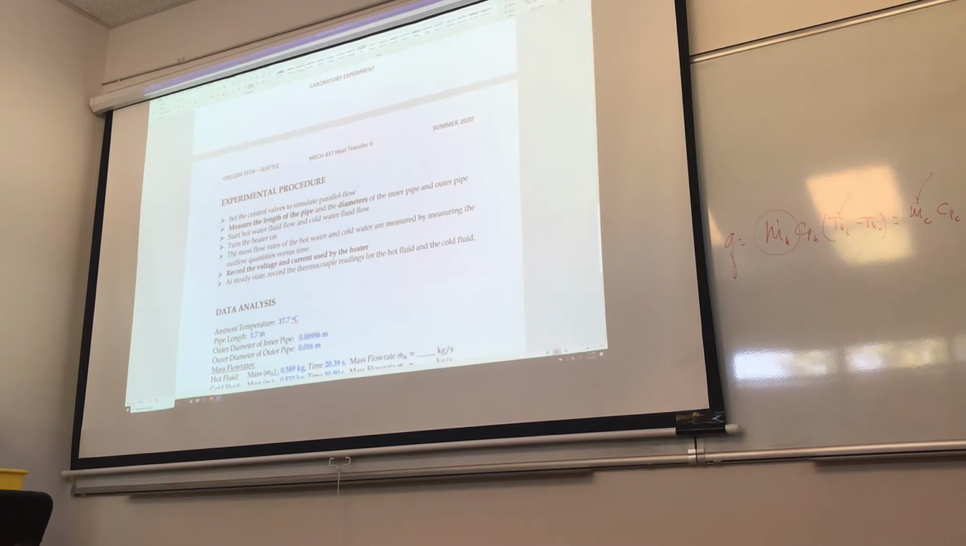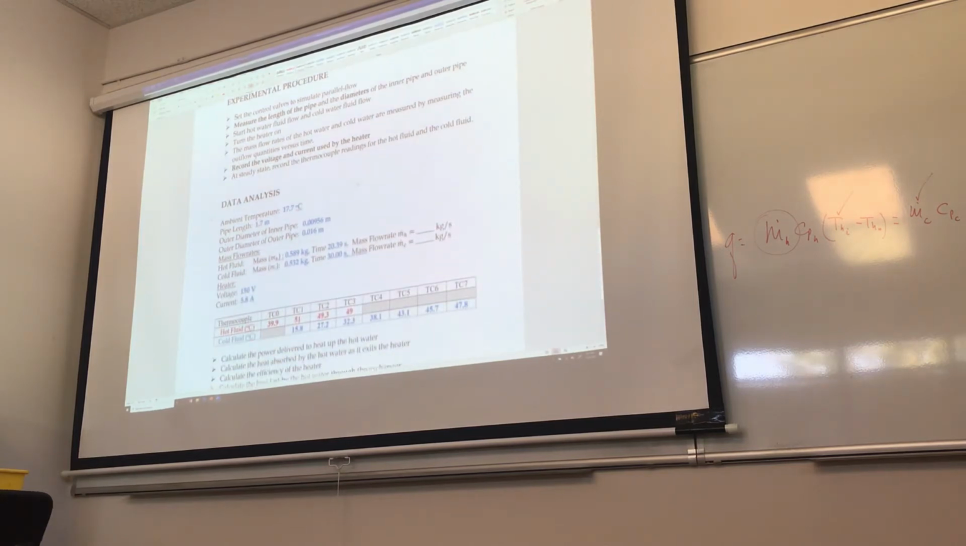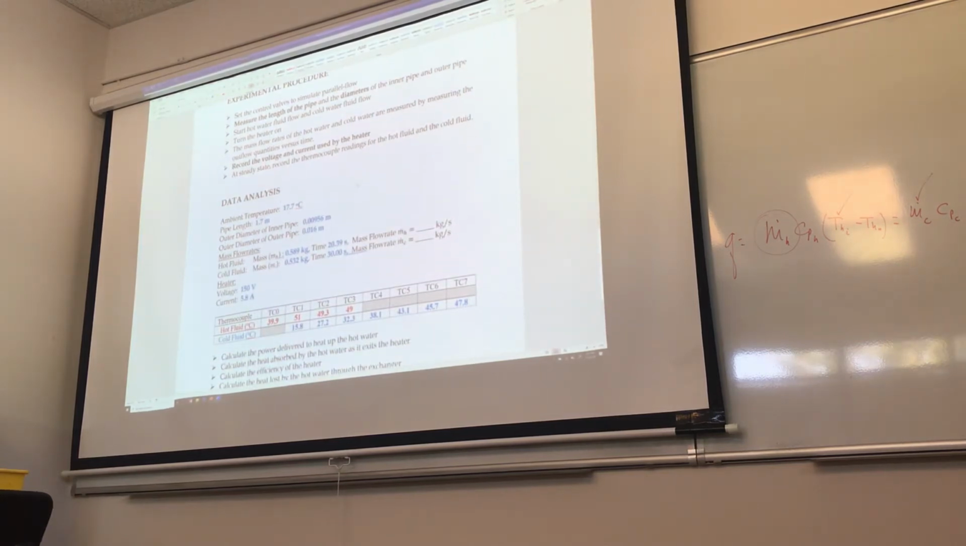And start the hot water and cold water flow. Turn on the heater, and then we measure the mass flow rates for both, right? And then when steady state is reached, we record the thermocouple readings for the hot and cold fluid. And done. Okay. Then it's just a matter of stopping the experiment and then mimicking the counterflow, which is lab number 8, and then taking the same data. So this is all the data.